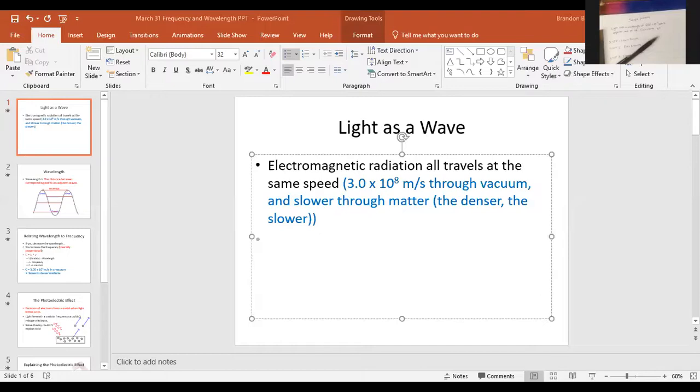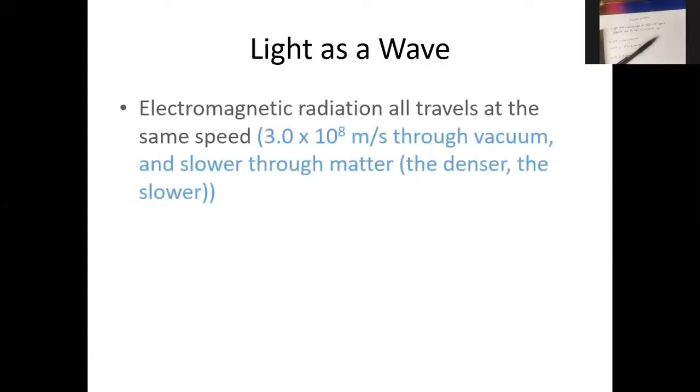Okay, so waves. Waves act like a wave, and they travel at the speed of light. Okay, so light travels at 3.0, so 3 times 10 to the 8th power meters per second, or 300 million meters per second. That's insane. That is so fast. Okay, so that's how fast light travels.